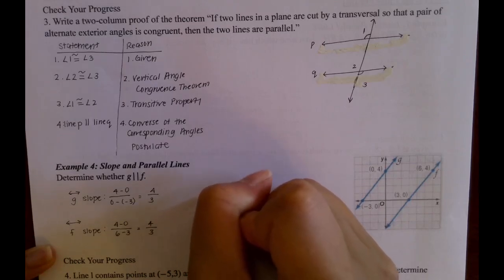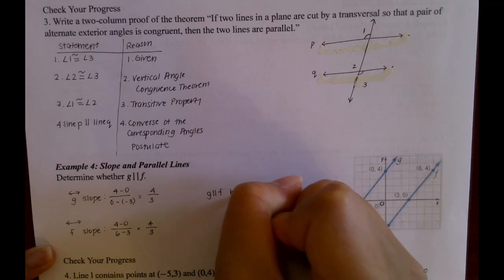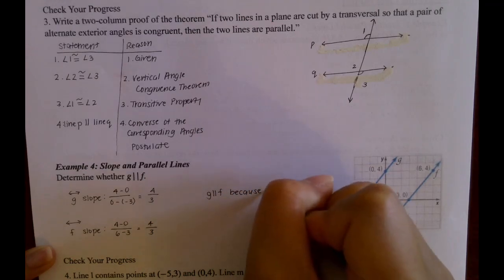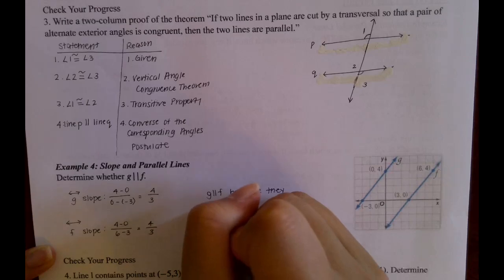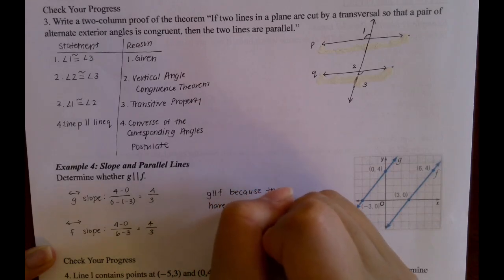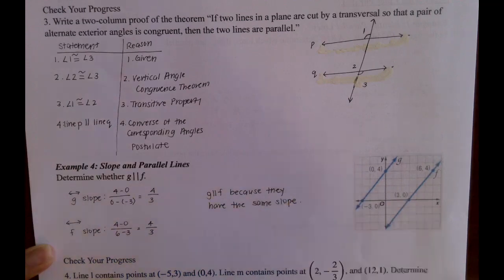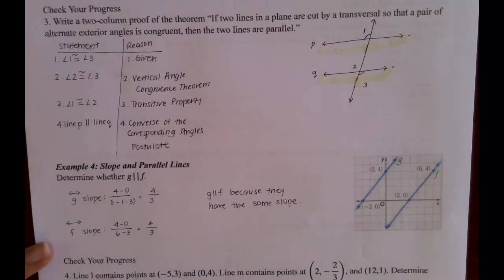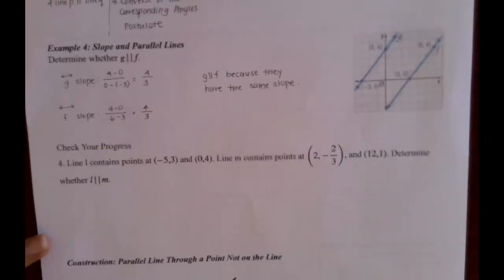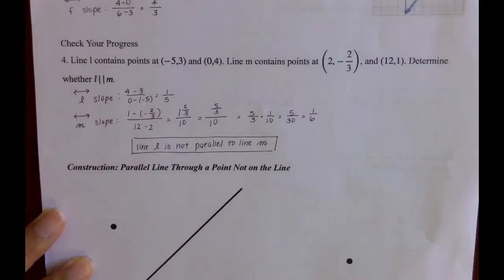And so here they are parallel, G parallel to F. Why? Because they have the same slope. Okay, and there you go. So why don't you try CYP4 and then come check your answer when you're done.